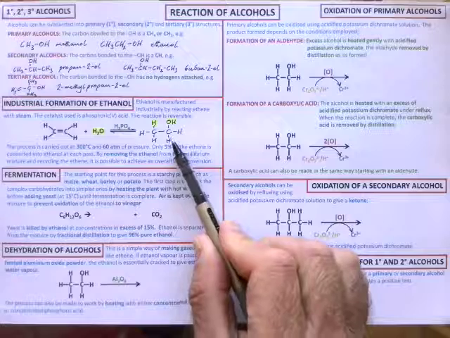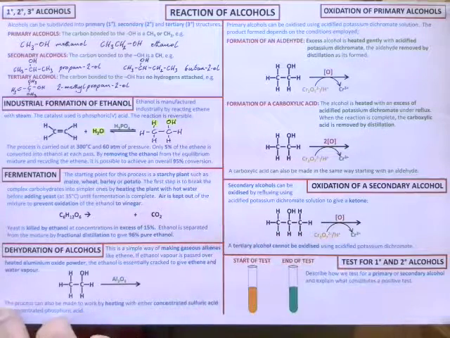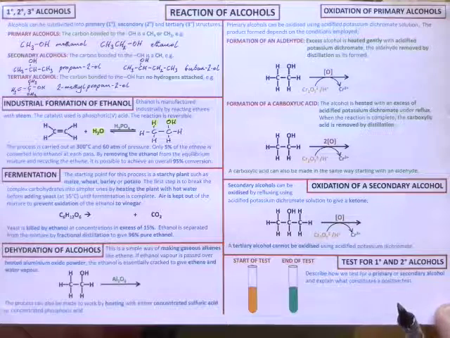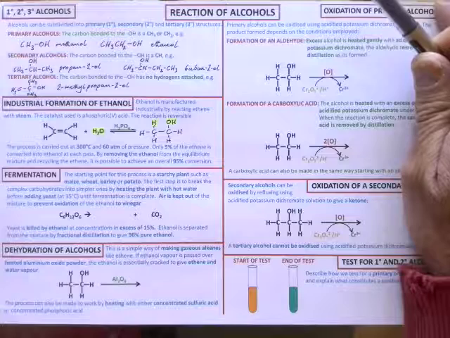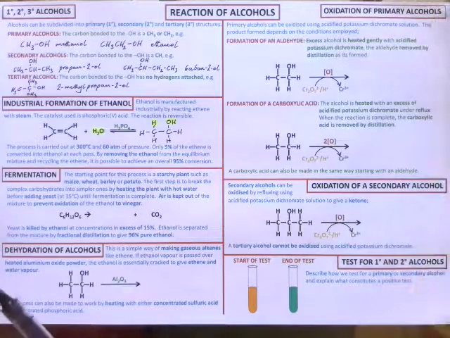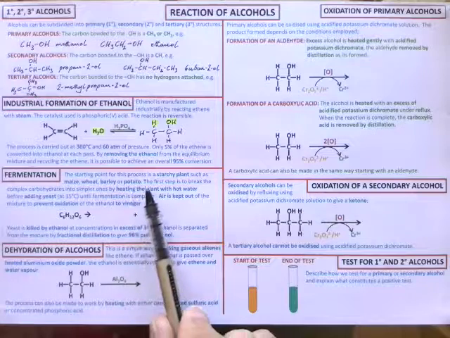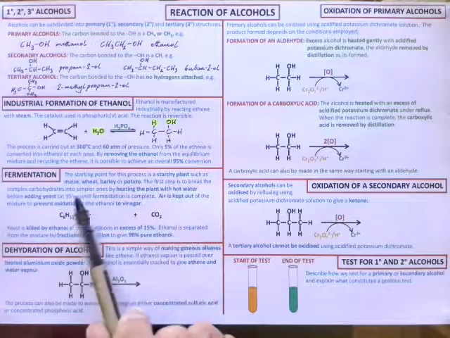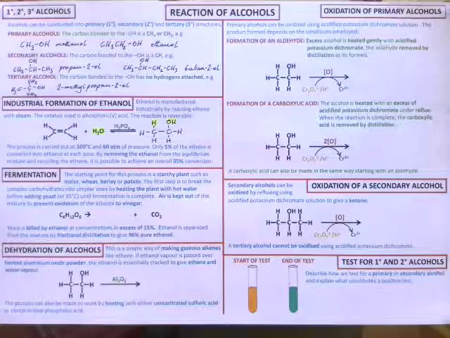That's for use in the chemical industry mainly. Ethanol obviously is found also in terms of alcohol for drinking purposes, and for this purpose it's mainly produced through fermentation. So the starting point for fermentation is a starchy plant such as maize or wheat or barley or potato, depending on what you have at hand.